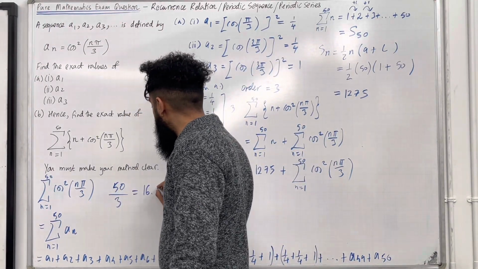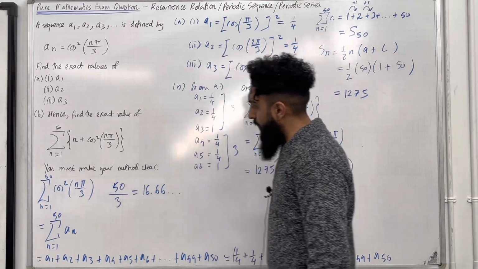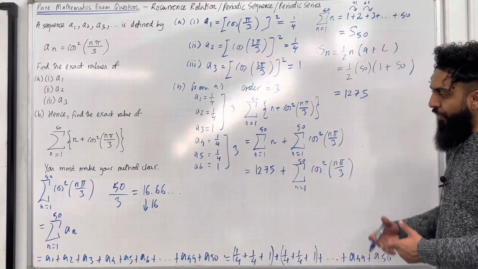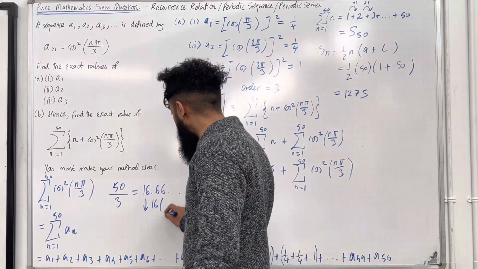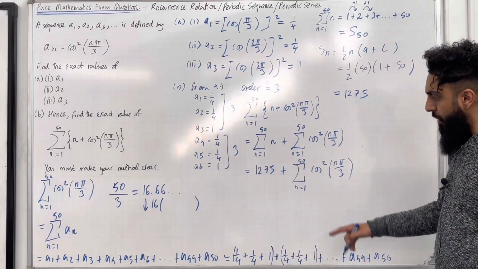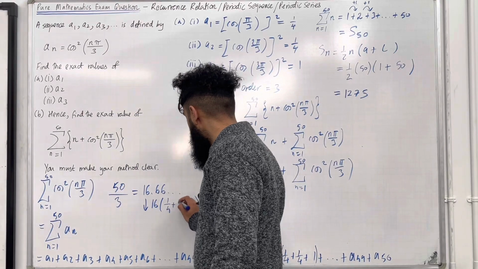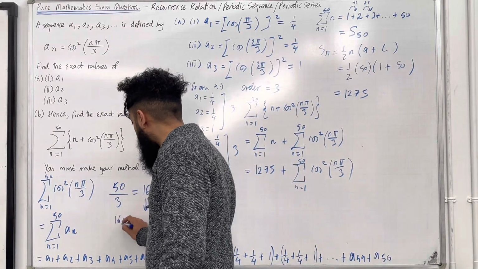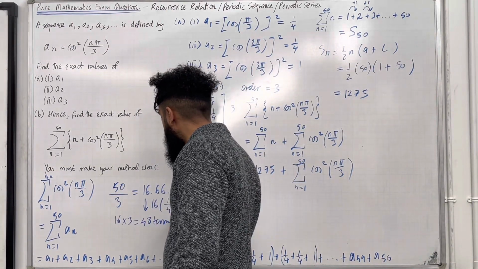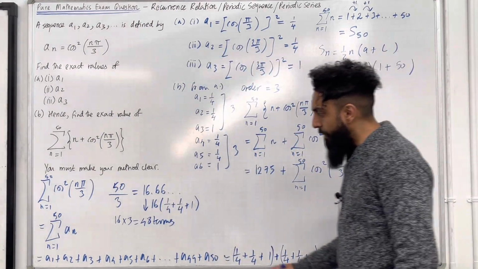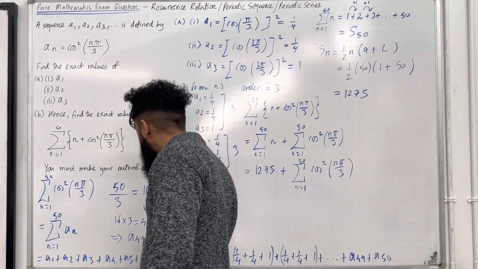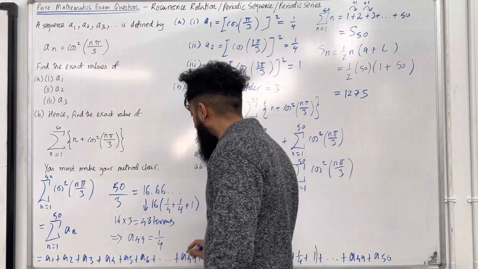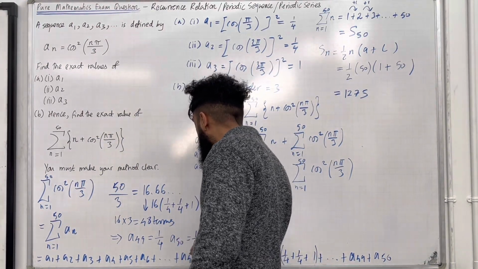This gives me 16.66 dot dot dot. I'm going to round down, so I'm looking at 16. So 16 repetitions, so 16 lots of a quarter plus a quarter plus 1. How many terms will this cover? It will be 16 times 3, 48 terms covered. So if 48 terms are covered, this implies that the repetition would start again at a49. So a49 must equal a quarter. And so a50 is also equal to a quarter.